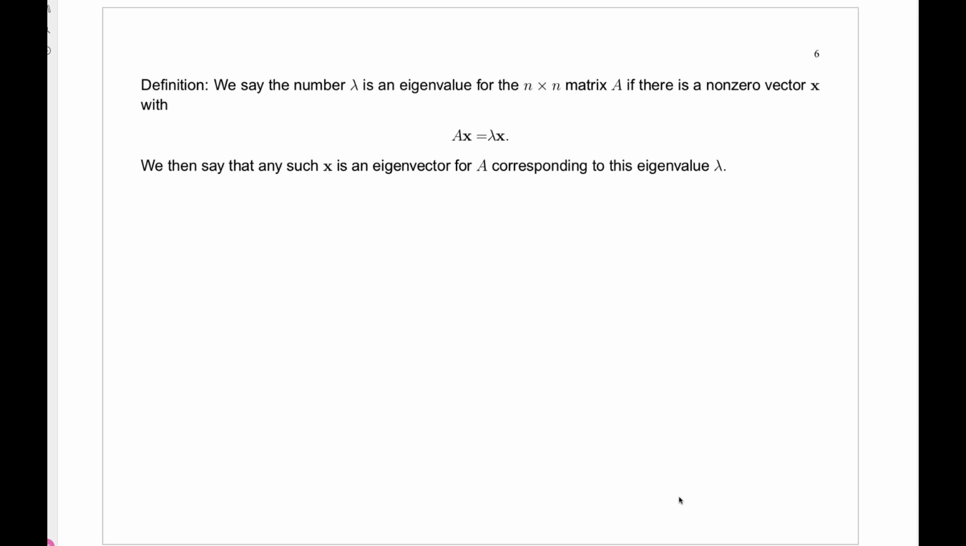Now we get to the topic that's going to be very important to us when we're solving systems of linear differential equations. We want to talk about eigenvalues and eigenvectors. So here's the important definition.